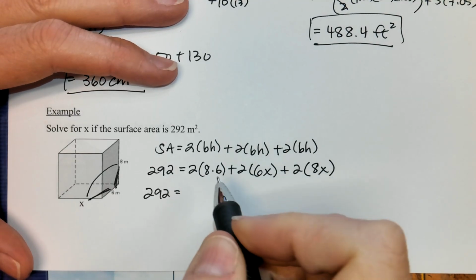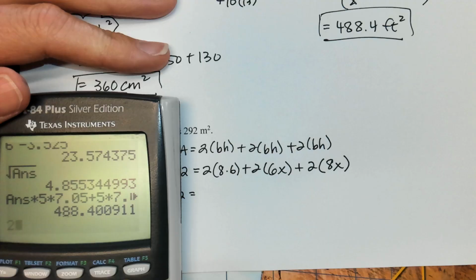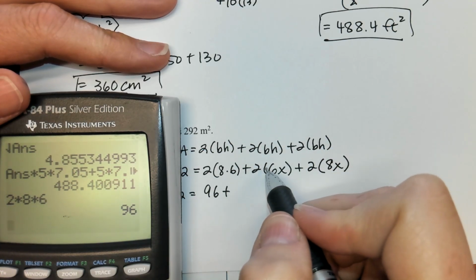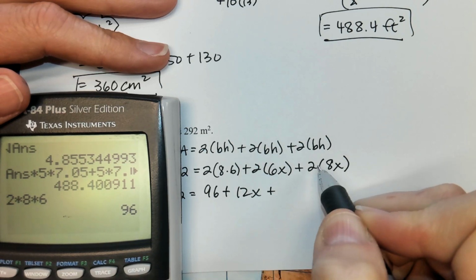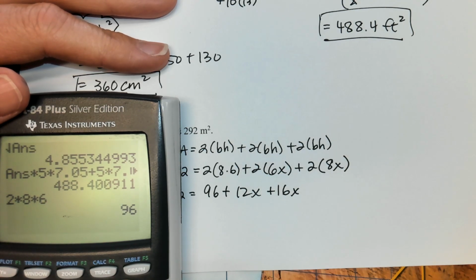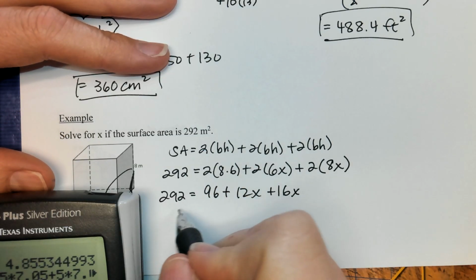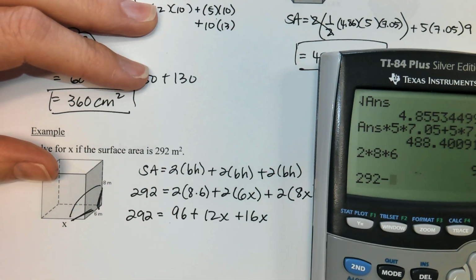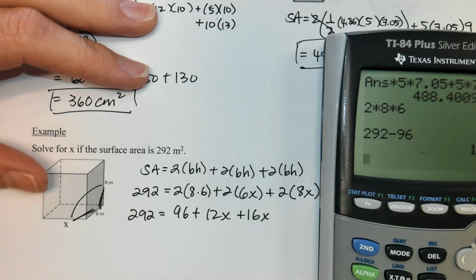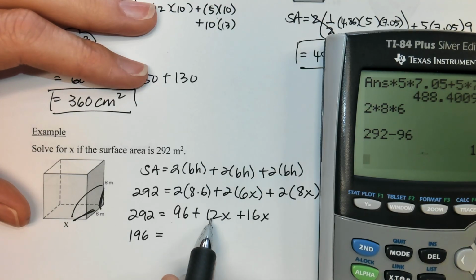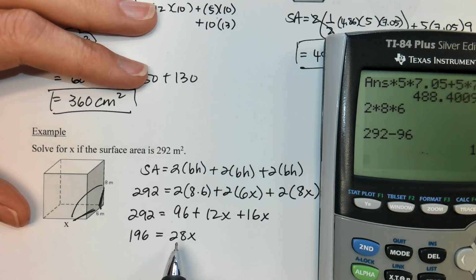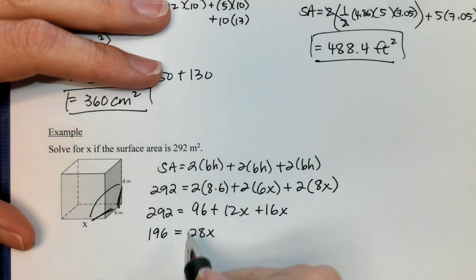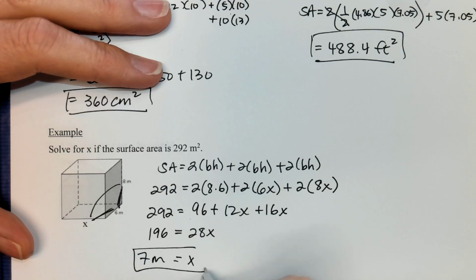So 292. I have 2 times 8 times 6, so I have 96. And then I have 2 times 6, which is 12x, and I have 2 times 8, which is 16x. So I'm going to put my x's together. I'm going to subtract 96 over here. So 292, oops, you can't see it, minus 96 gives me 196. I'm going to put 12 and 16 together to make 28, and then all I have to do is divide. So 196 divided by 28 gives me 7. So that side must have been 7 meters long.